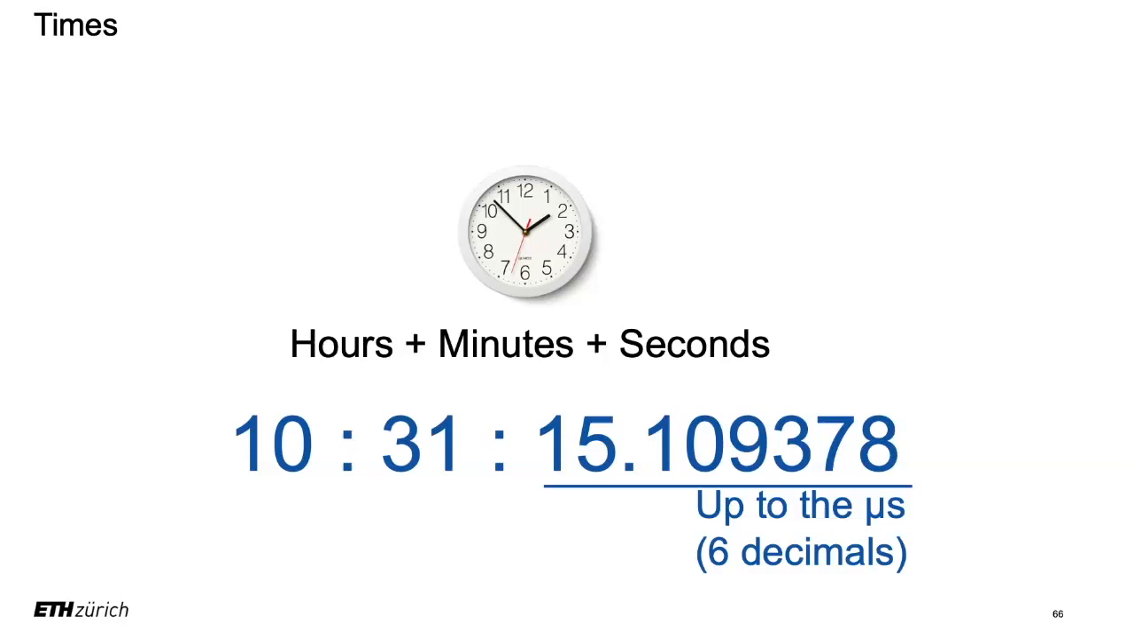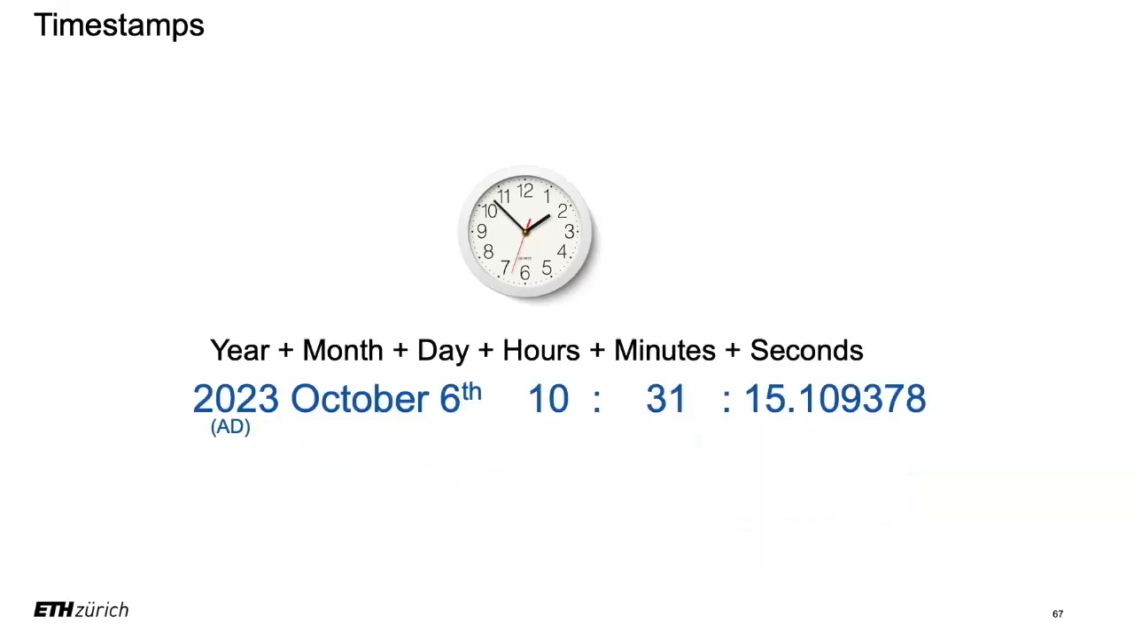So this is a time, right? So dates is year, month, day. Then you have hours, minutes, and seconds. And then you get the timestamps where you have everything: the year, the month, the day, the hour, the minute, and the seconds. And that's it.